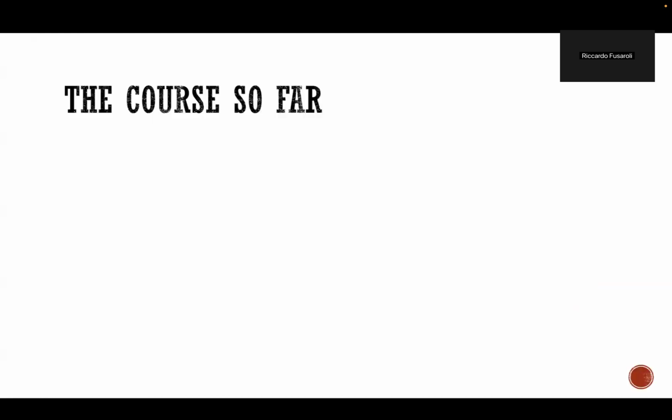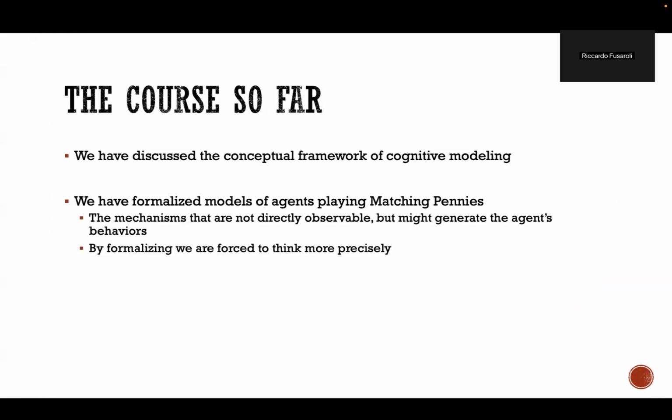So far, we have described the conceptual framework of cognitive modeling. We have formalized models of agents playing matching pennies as mechanisms that are not directly observable, but might generate the agent's behaviors. And by formalizing these models, we were forced to think more precisely, right? Making decisions about how we think that memory works. How can we model that? How can we specify the mathematical shape of, let's say, older trials counting for less than newer trials?